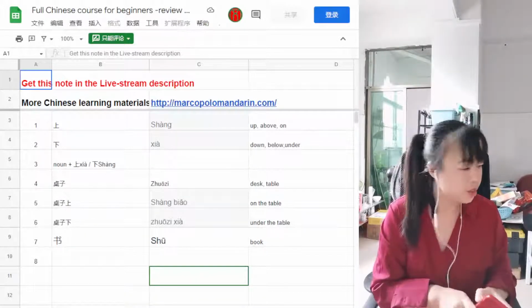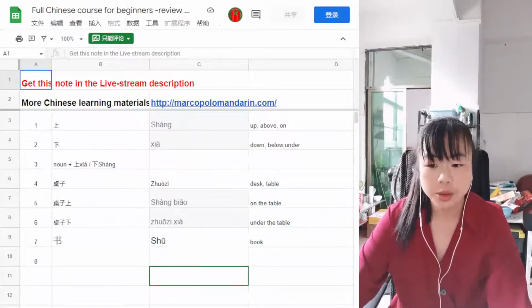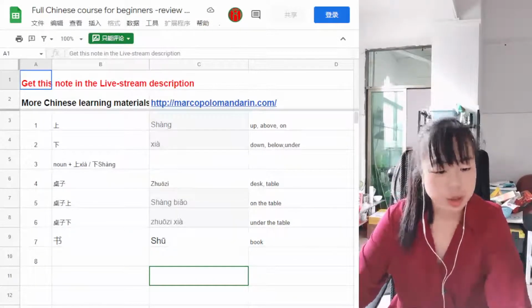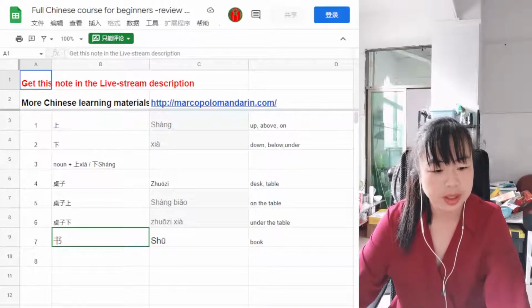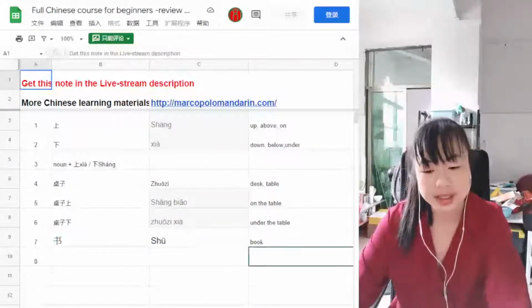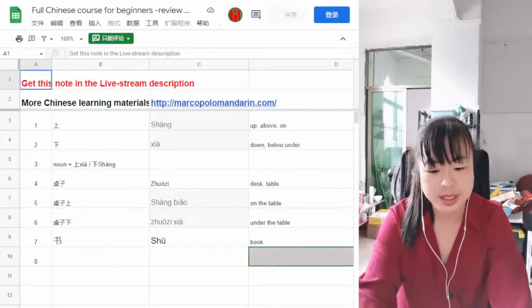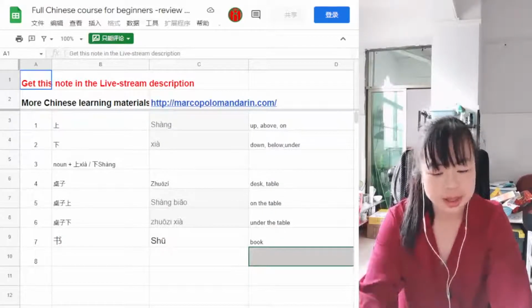Let's continue. Just now we mentioned 书 means book and 桌子 means desk or table. So 桌子上 is on the table, 桌子下 is under the table. So now let's try to say this sentence in Chinese.